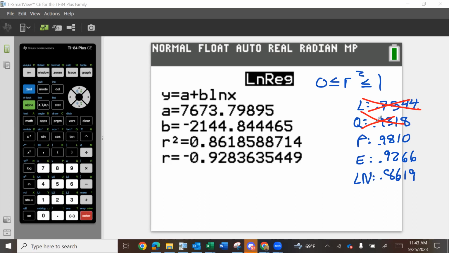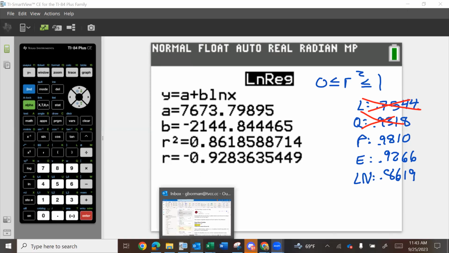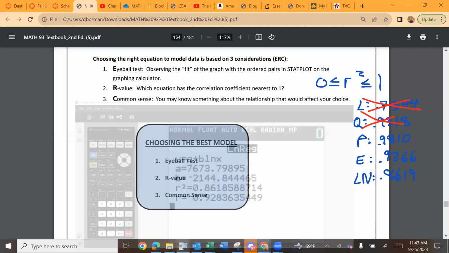Alrighty. So clearly, out of these three that we still have that are in the running, power model is the best, and logarithmic regression is the worst. All right. So we've got that. We have not finished making our decision, though.